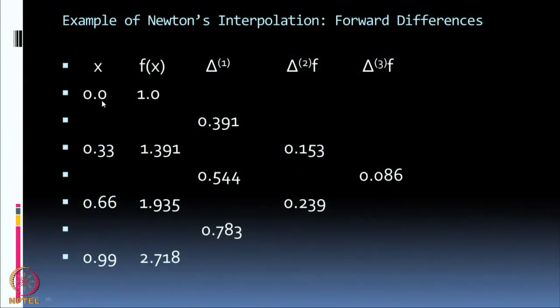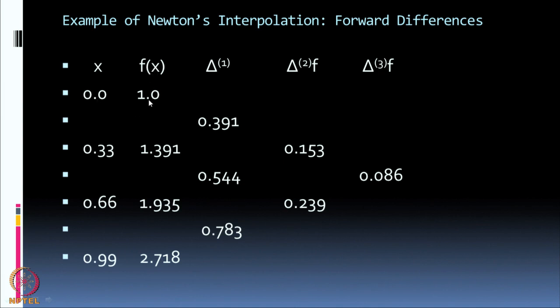That is what my next slide is going to be. Okay. So, look at this example. This example has data, 4 values of x and 4 values of f(x). The first value of x is 0, the second value is 0.33, the third value is 0.66 and the fourth value is 0.99. So, these are my 4 values of x, and in the second column I have 4 values of the function. What is my function?